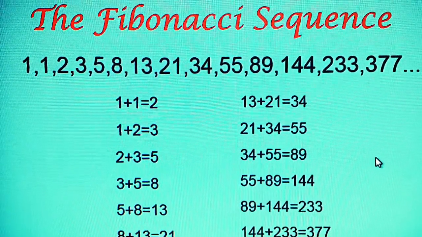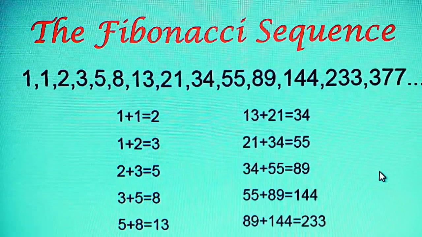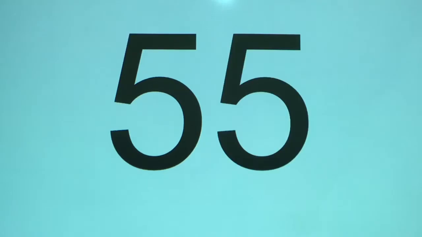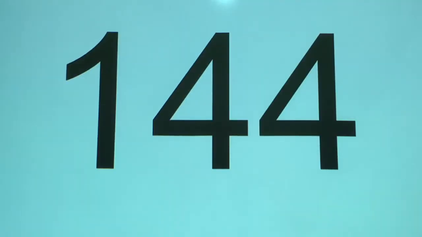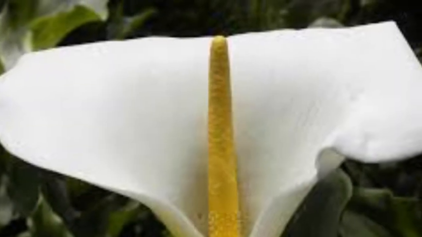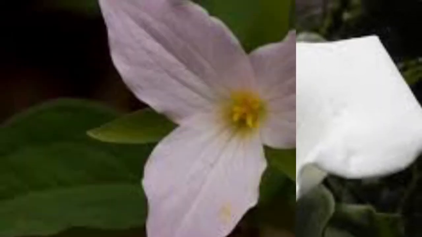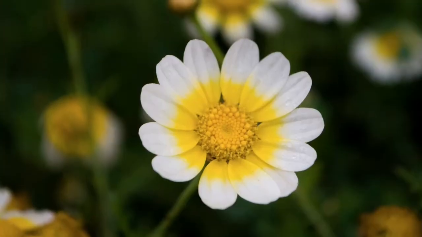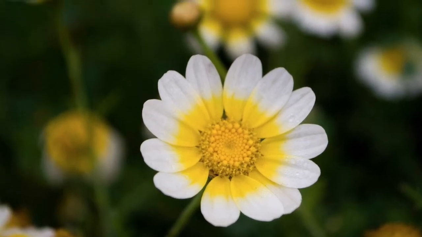Now let's take a look at the actual numbers of this infinite sequence. The sequence builds by adding two numbers together to arrive at the next number. But just how do these numbers come into play with all of the examples shown in the previous slides? As you can see, this flower contains one petal. 3, 5, 8, and this one even has 13.